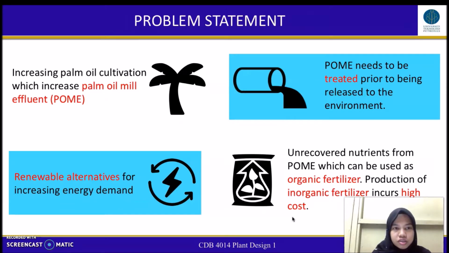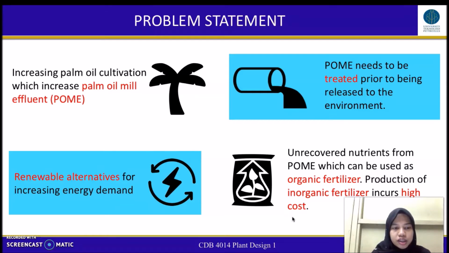There are 4 problem statements for this project. The first one is that the increasing palm oil cultivation also increases palm oil mill effluent. Secondly, POM needs to be treated prior to being released to the environment. This is because it contains high COD and BOD, which may affect the aquatic environment and also its quality.